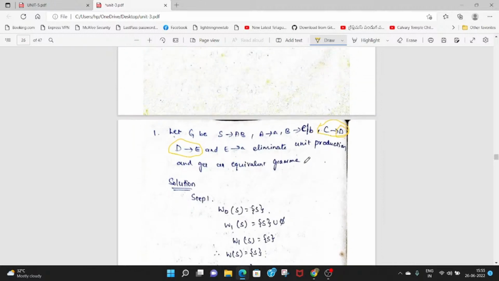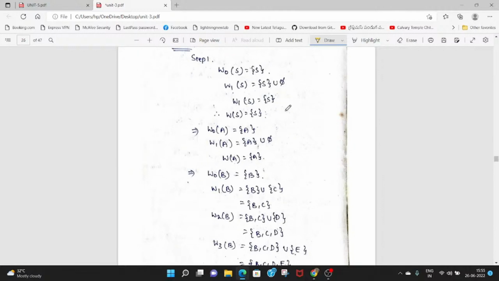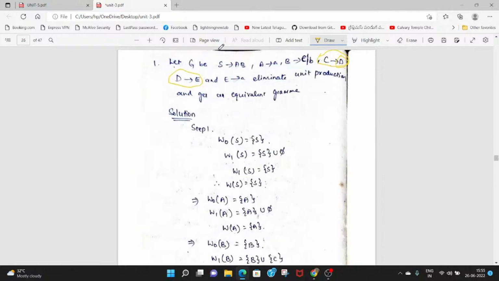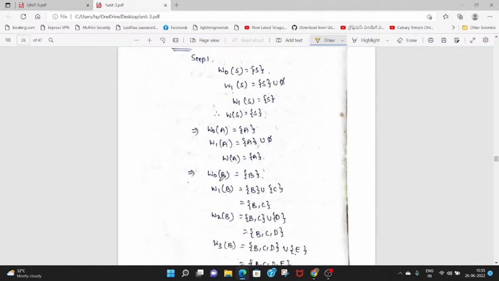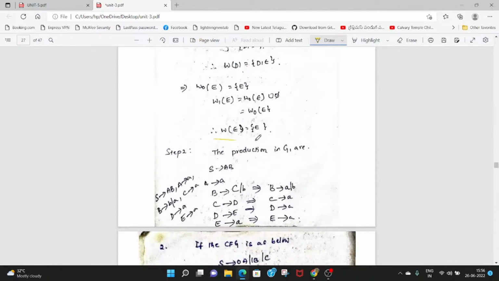You just remember, for eliminating useless symbols and for eliminating null productions, the procedure seems somewhat similar. Whereas for eliminating the unit productions, the procedure is completely different. Here we are considering each and every variable, and from that we are going to derive the things.